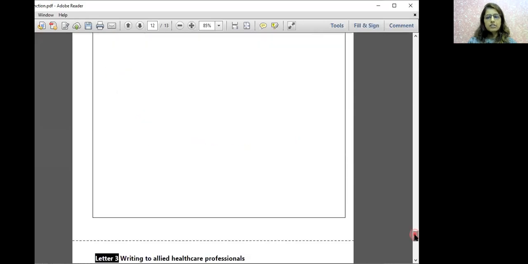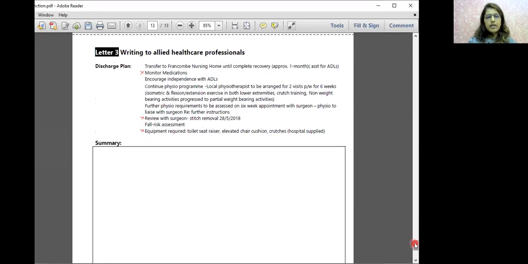And letter 3 is completely pending. As you know that you need to write the introduction paragraph, you need to write the background paragraph, and you also need to write the request paragraph. So if you want to try practicing the whole letter, then you may try writing this one, writing to physiotherapist, where you will be writing the introduction paragraph, the background paragraph, as well as the request paragraph.